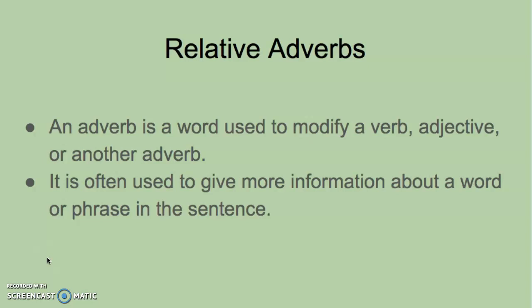An adverb is a word used to modify a verb, adjective, or another adverb. It is often used to give more information about a word or phrase in the sentence. It's called a relative adverb because it relates to the word or phrase it describes. A relative adverb can take the place of a preposition plus the word which.